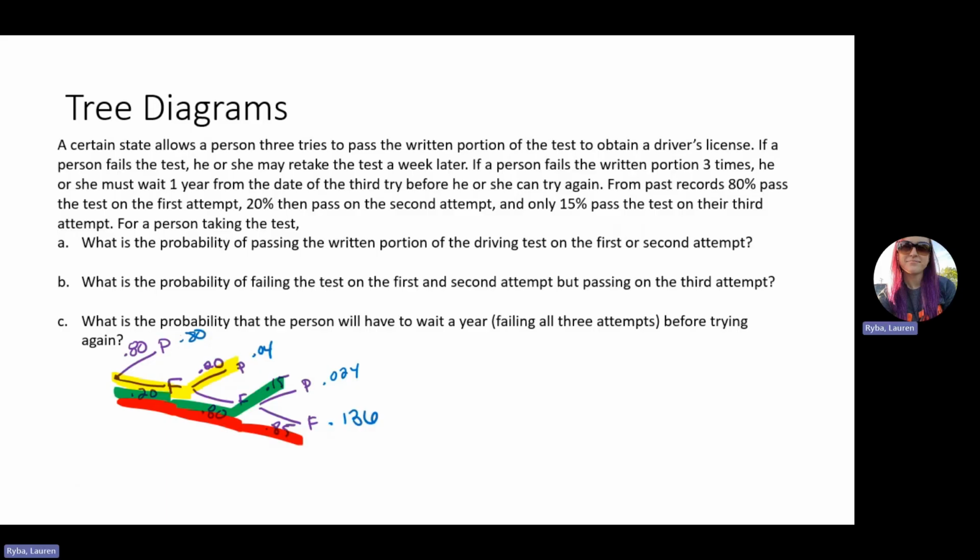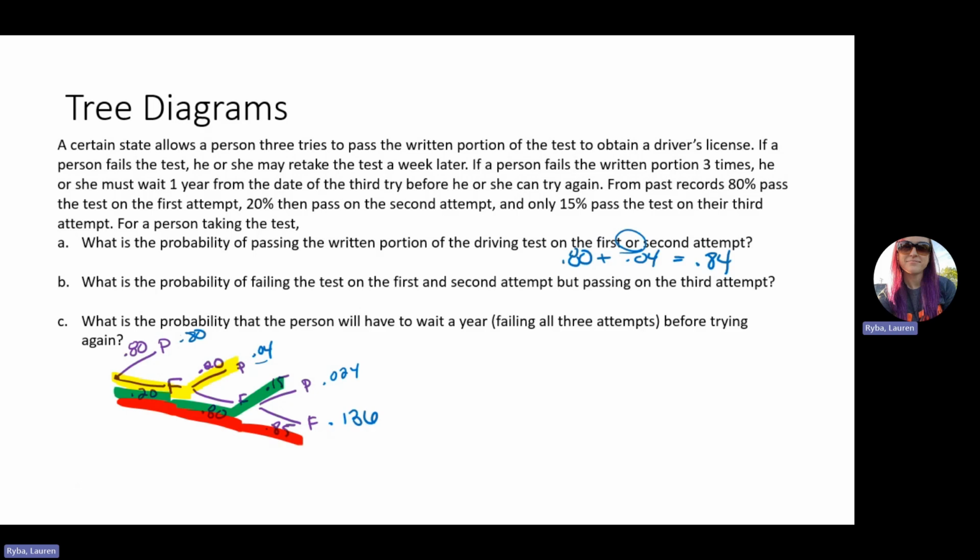Our first question says, what's the probability of passing the written portion of the driver's test on the first or second attempt? Well, probability to pass the first time is 0.80. The second time pass is 0.04, and "or" implies I'm going to add those two together. So 84% are going to pass within 1 or 2 attempts.